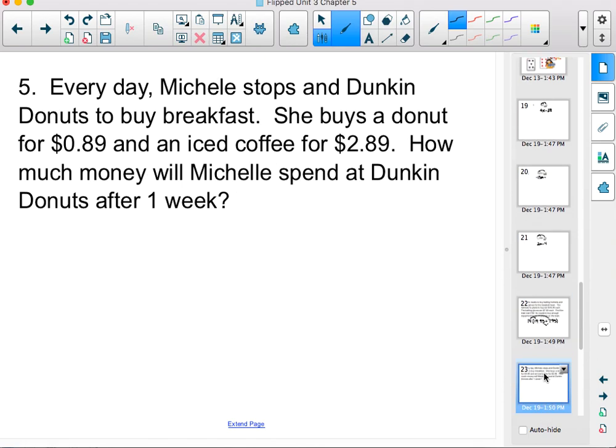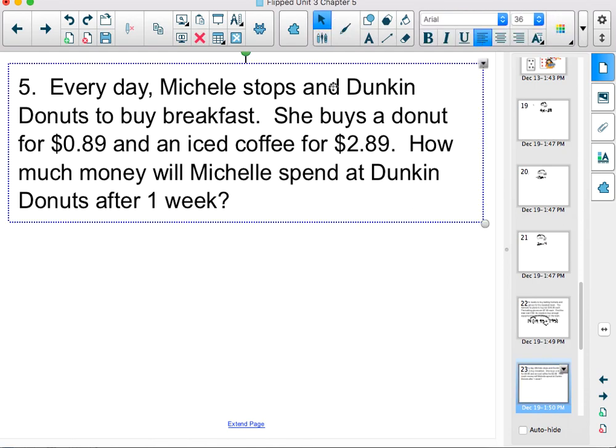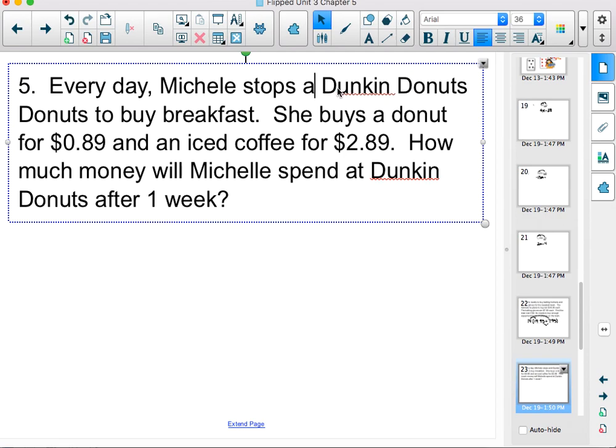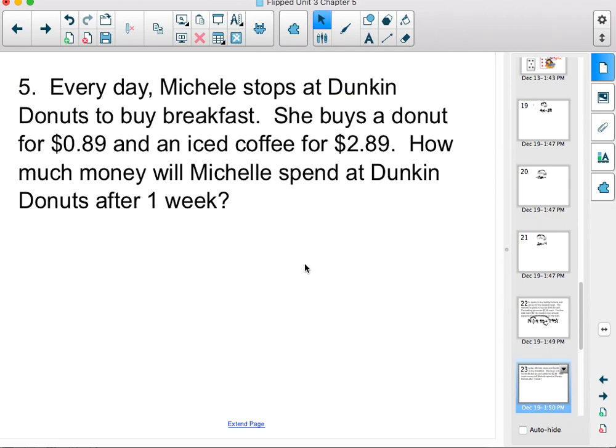Last word problem for us says, every day Michelle stops at Dunkin' Donuts. I see a typo here. At Dunkin' Donuts to buy breakfast. She buys a donut for 89 cents and an iced coffee for $2.89. How much money will Michelle spend at Dunkin' Donuts after 1 week?